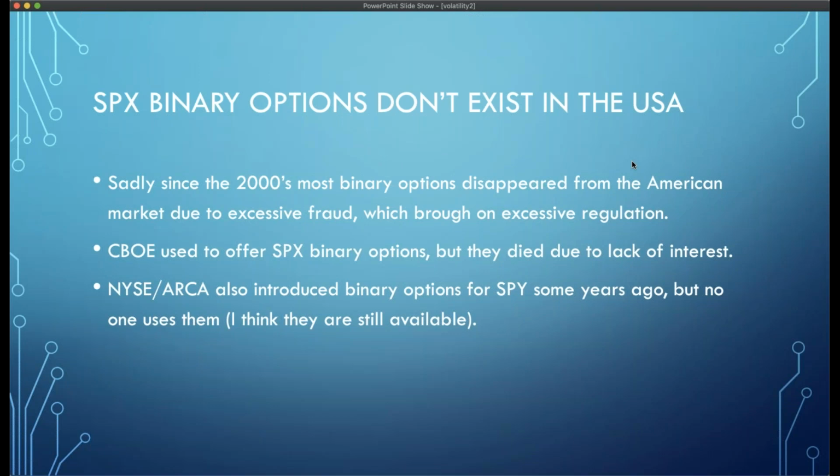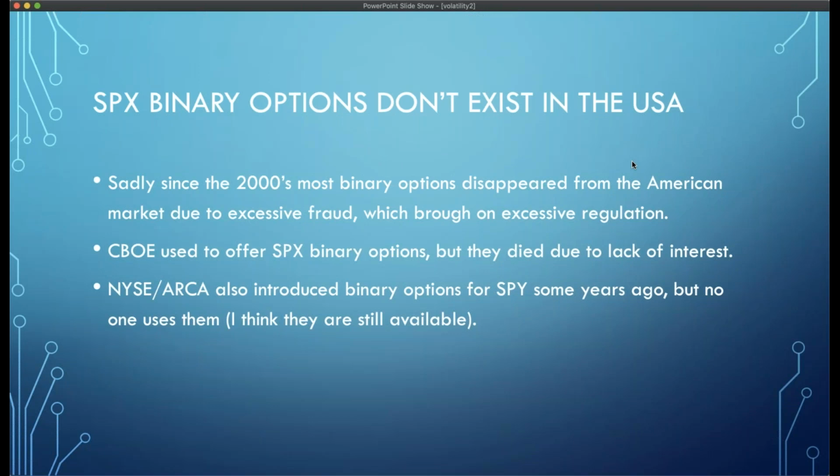Despite that, CBOE, which is the same exchange that offers SPX options, used to have binary options, but no one used them. So they just delisted them. The same with the New York Stock Exchange and ARCA. They had binary options for SPY. In fact, they still have them. I don't think anyone uses them. They are not that popular for some reason, even though to me they are superior to vanilla. So don't despair. I'm just giving you context for this, that there is no market for binary options.